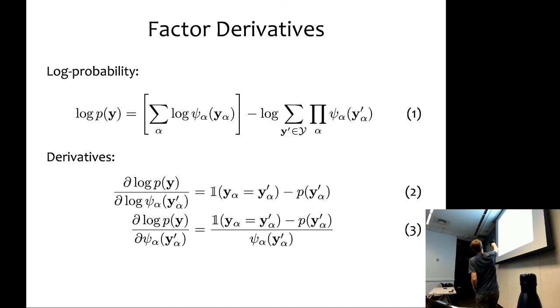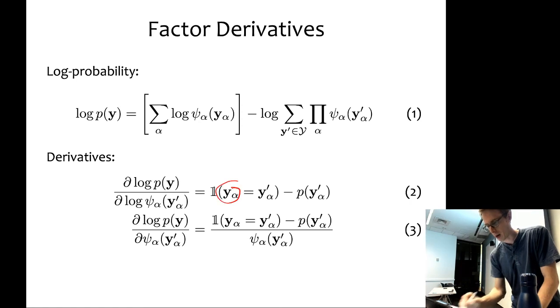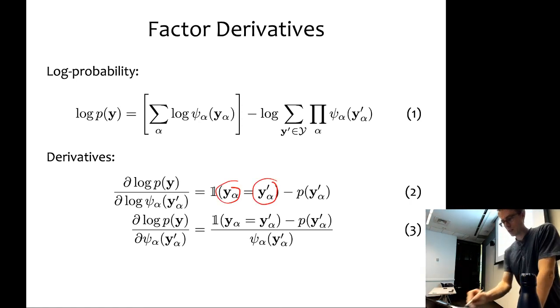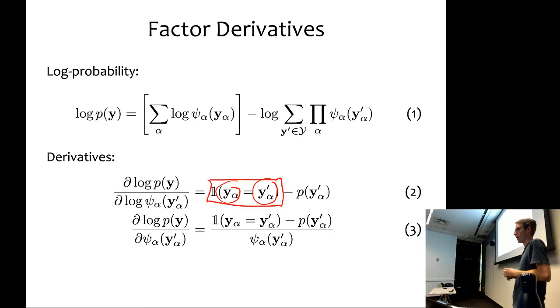So I'll jump to the punchline without actually going through the math, and we'll go through the math next time. If we write out our log probability, it turns out if we take the partial derivative of the log of our potential, this ensures that whatever these values are, the log of the potential can be a positive or negative number, like those z's that came out of an LSTM of x. The partial derivative with respect to the log of that potential has an incredibly simple form. The derivative is just an indicator function saying whether or not the true ground truth value of y alpha is equal to y prime alpha, which is either 1 or 0, minus the probability of y prime alpha.